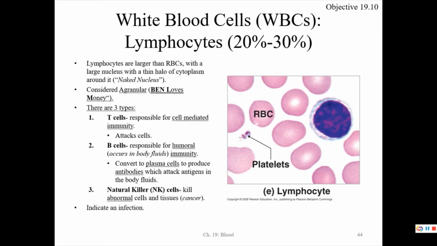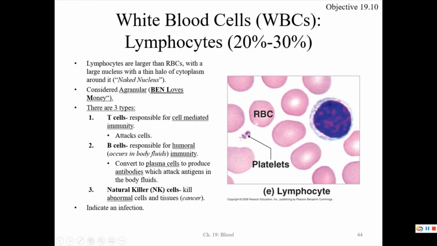Lymphocytes, these I say have a naked nucleus. Now, remember Ben granular, so this is not B-E or N, this is loves money. This is agranular. Since they're agranular, you can barely see anything, just a nucleus with a thin little halo of cytoplasm around it. I like to say that lymphocytes have a naked nucleus. There are T cells, B cells, and natural killer cells.